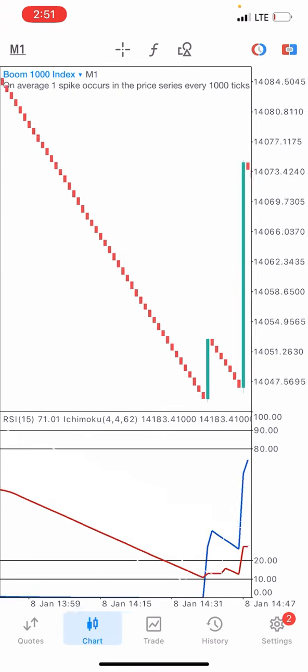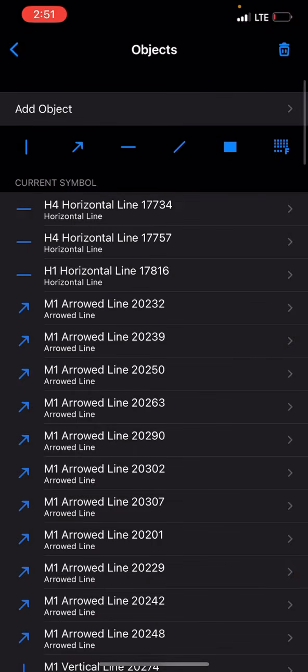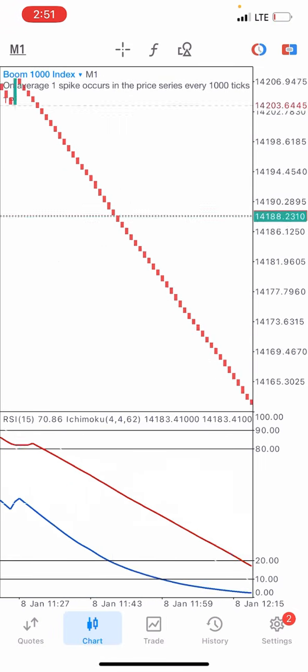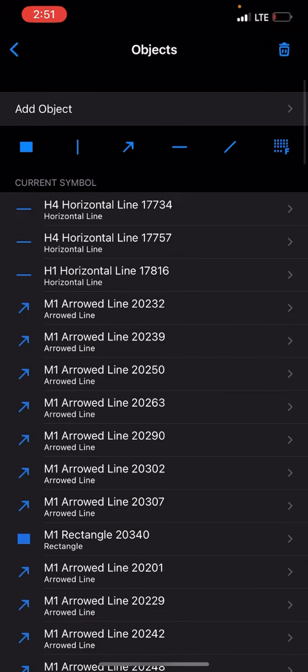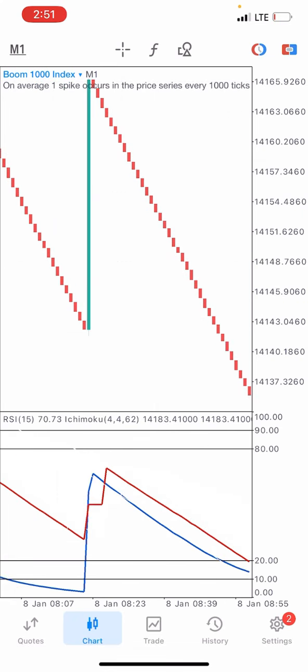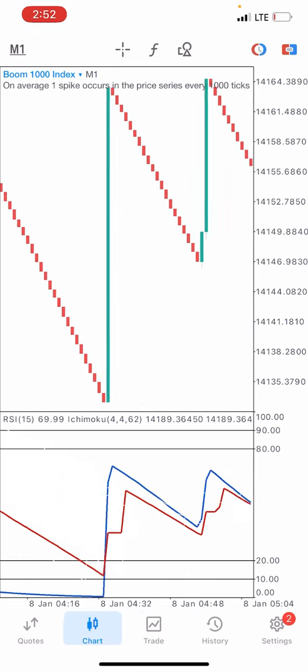Okay, so that's the strategy. Very simple. You can see tiny spikes here, right there, and it was down for a very long time. So once you start seeing tiny spikes, run. It's not going to spike anytime soon. So that's it, guys.